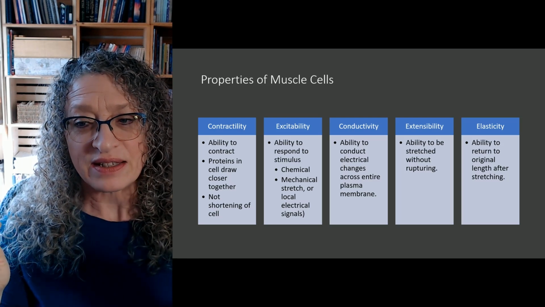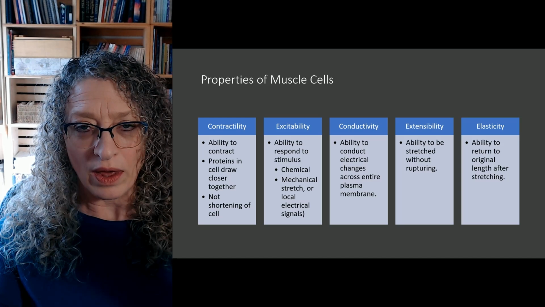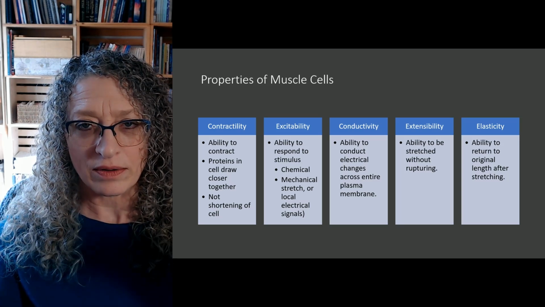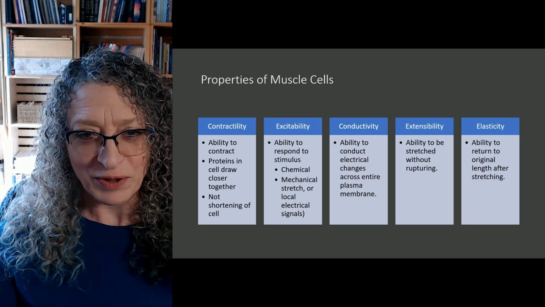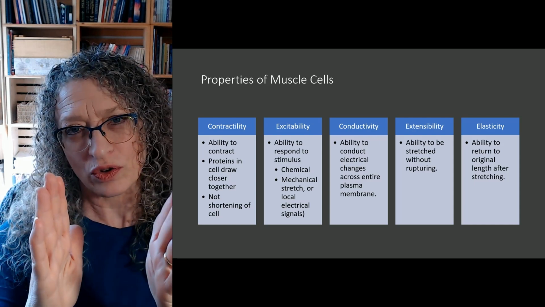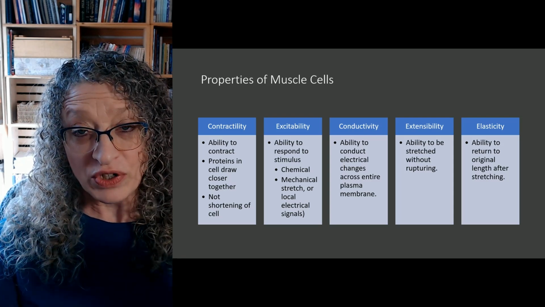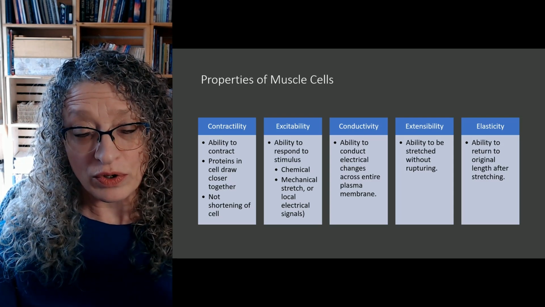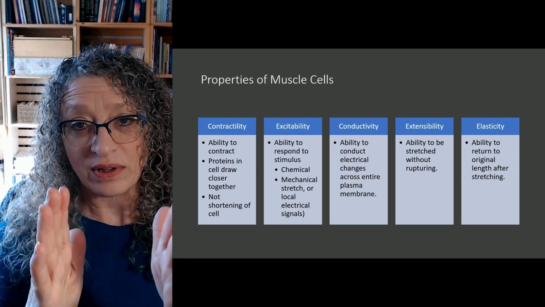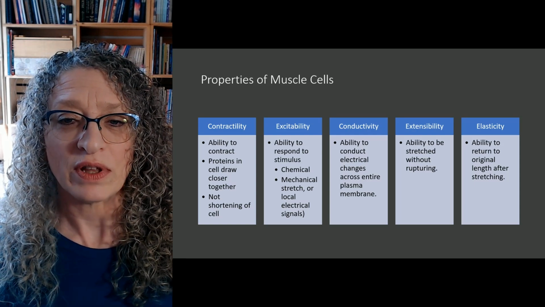And then elasticity is after you stretch that rubber band out, if you let go of the rubber band, you don't have to stretch it real far. You're not trying to hurt yourself. If you just stretch it a little bit and you let go, then it's going to return to its normal length. So extensibility is the ability to be stretched without being injured or ruptured, and elasticity is the ability to come back to its normal length after that tension has been released.